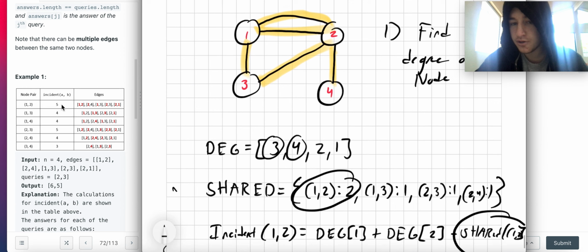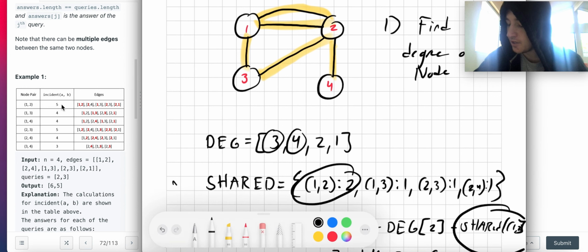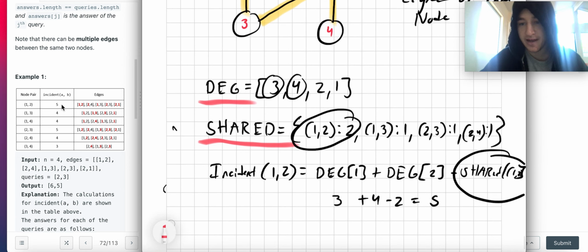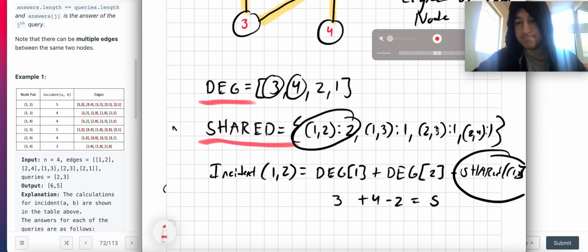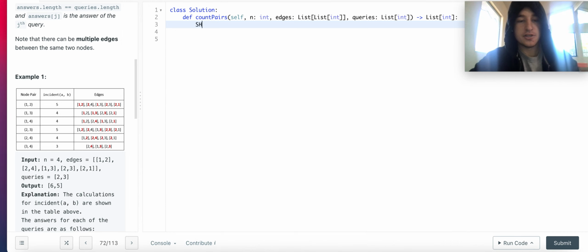Right, so calculating the degree, calculating shares, well, we can do that by just looking at each edge. If we look at each edge, we can add a degree to that edge. Like if we look at this edge here, we can say, okay, we'll add that information to shared and we'll increase the degree. So let's do that first because this will allow us to find incidents quickly.